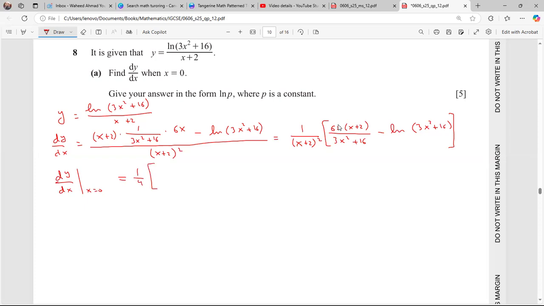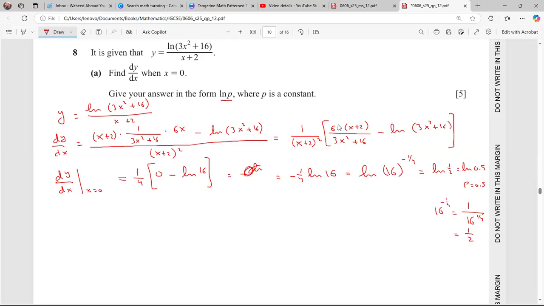And this x will make this whole first term 0. Minus log of, so this is 16 only. So it is equal to minus 1 by 4 log of 16. Now they want the answer to be in terms of log of p. So I can say this is log of 16 power minus 1 by 4. Make sense? So what is 16 power minus 1 by 4? It is 1 over 16 power 1 by 4, and power 1 by 4 means the fourth root, and that is 2, right? Because 2 power 4 is 16. So this whole thing is equal to log of 1 by 2 or log of 0.5. So our p is basically 0.5.